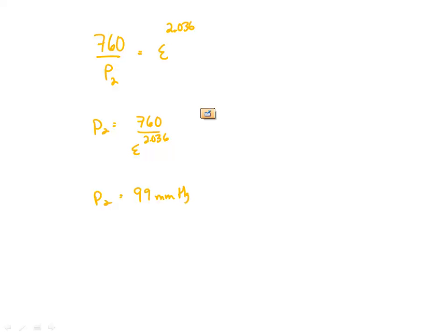The way we get rid of natural logs, and I'll continue this on the next page, is we do the opposite of a natural log, which is e to the 2.036. Then I can solve and rearrange for P2. It's just 760 over e to the 2.036. And so P2 equals about 99 millimeters of mercury.